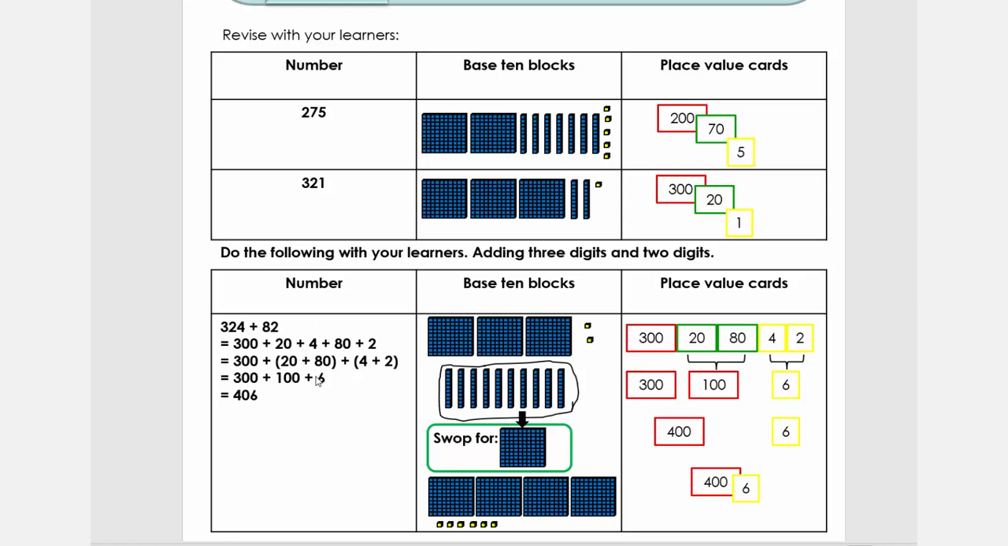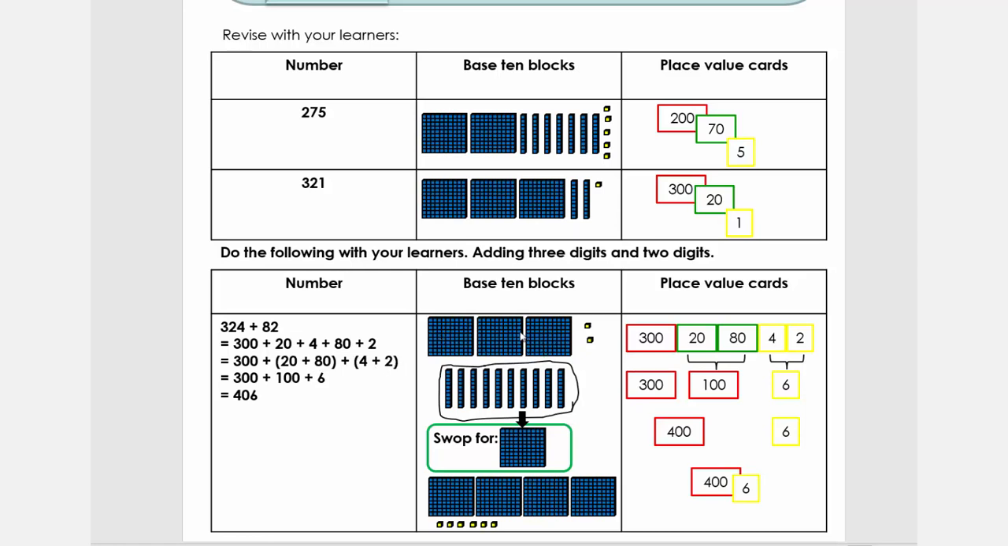Okay, welcome back. So what we're going to do is make use of expanded notation to add 2 numbers. So we're first going to break up 324 into 300 plus 20 plus 4 and 80 plus 2. Then we're going to group the hundreds, tens, and units together. So in this case, we just have 300, and we've got a 20, and an 80, and a 4, and a 2. So here we've got our tens, and here we've got our units. So let's see how it's going to look.